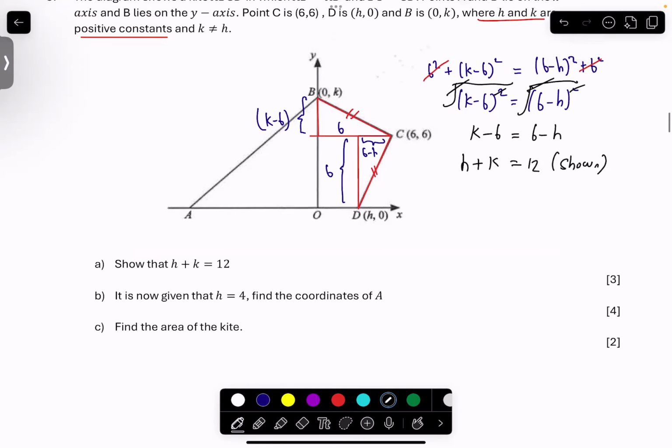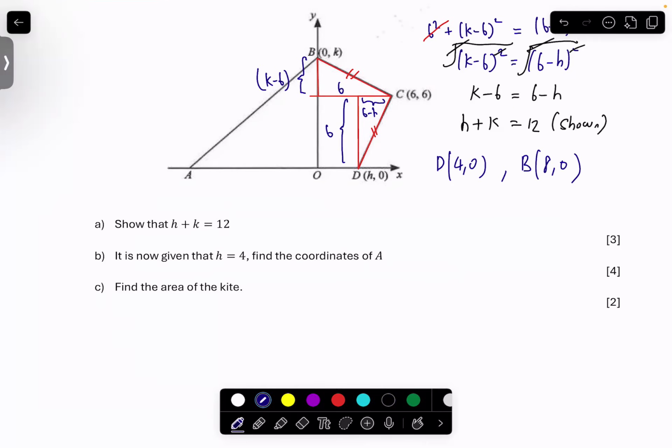It is now given that h is equal to 4. Find the coordinates of A. If h plus k is always equal to 12, and D is (h, 0), D must now become (4, 0). That implies that B is (0, 8). That is important for the next part.